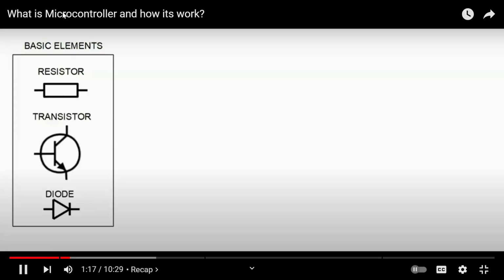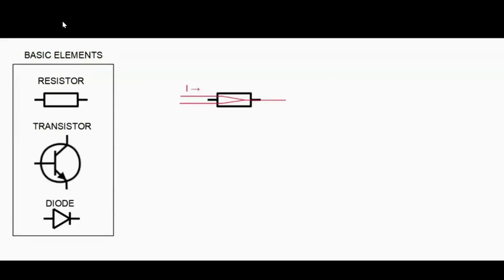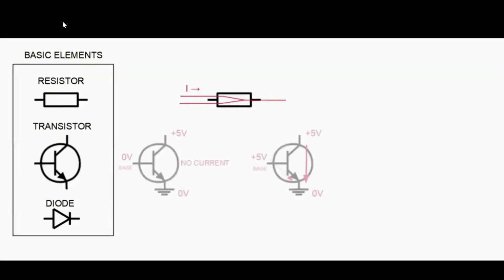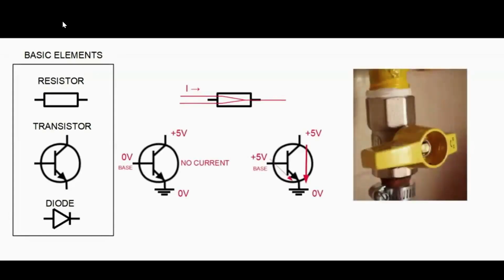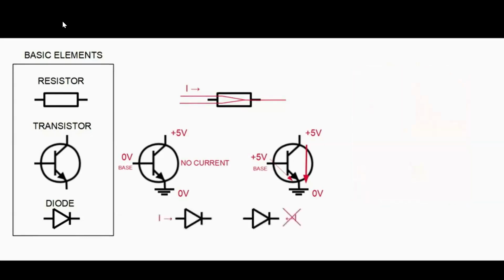Here is a brief recap. A resistor is used to limit the current flowing through the circuit or to create a voltage drop. About transistors, in the case of a valve, to control the flow you turn the handle. But in the case of a transistor, to control the current through the transistor, you change the base current. And a diode is simply an element that allows the current to flow in one direction but blocks the current if it wants to flow in the other direction.